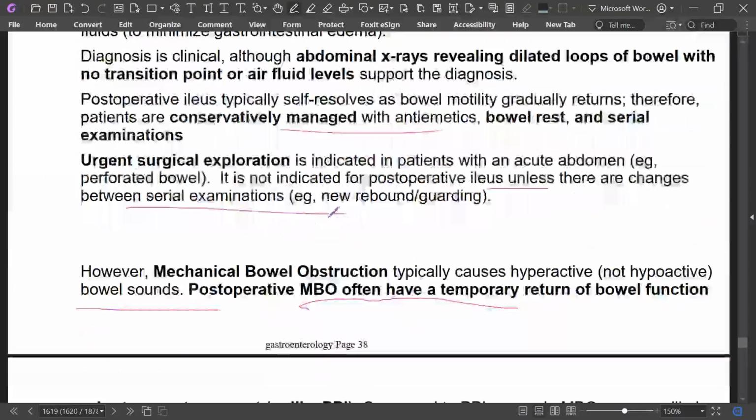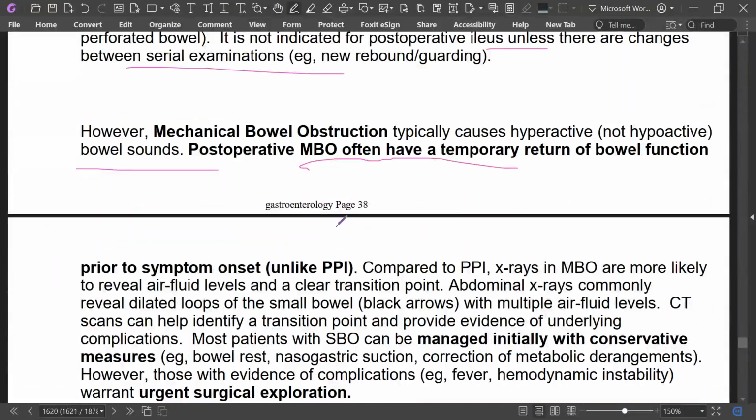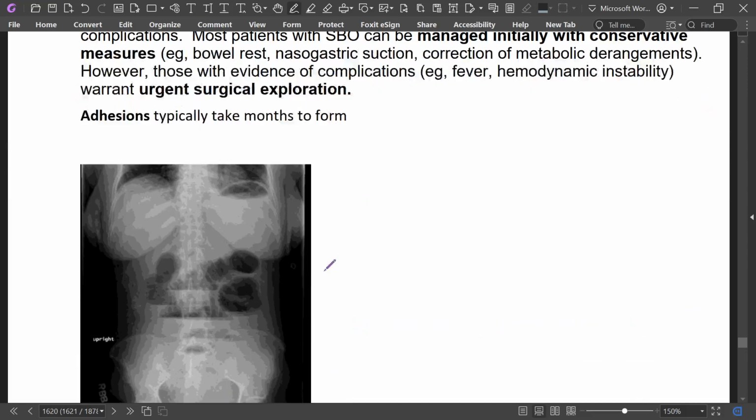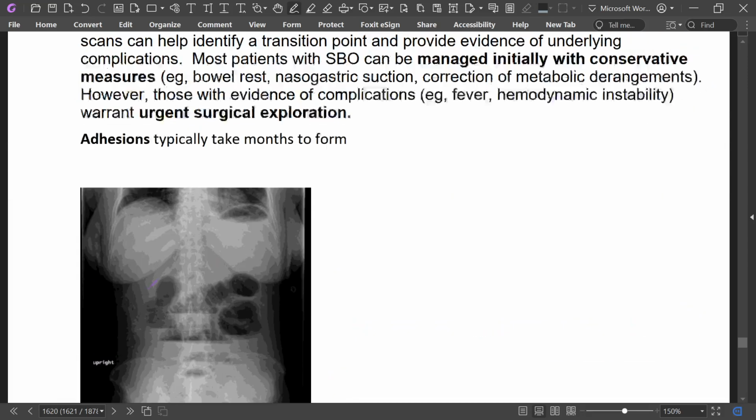Compared to postoperative ileus, X-rays in mechanical bowel obstruction are more likely to reveal air fluid level and a clear transition point. Abdominal X-ray commonly reveals dilated loops of small bowel and air fluid level. In here there is dilated loops.